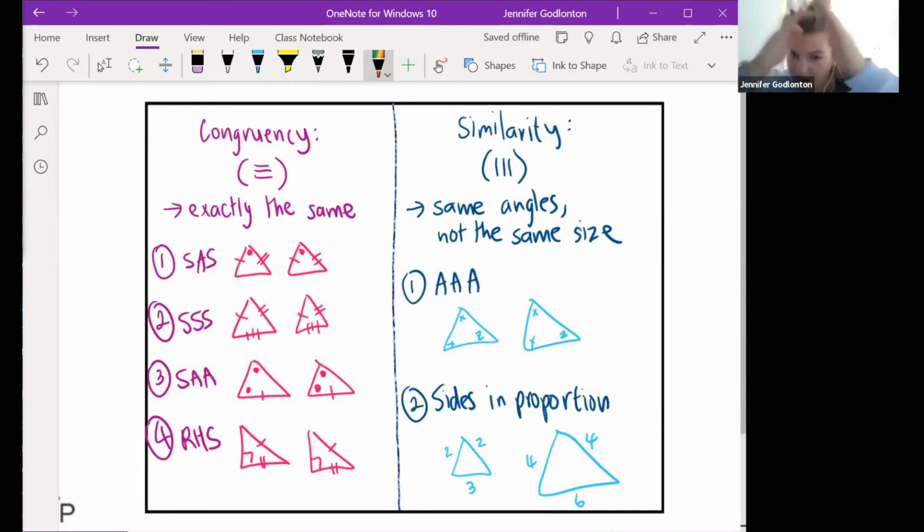Okay, this is a very, very quick summary of congruency and similarity. So be very careful with which is on which side. We would never, ever, ever use any of those cases if it's similar. Those ones are strictly for congruency. So when we're in similarity, we're only thinking of AAA or sides in proportion.